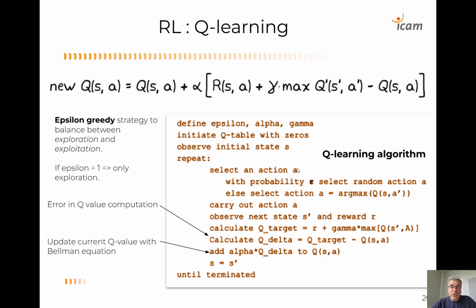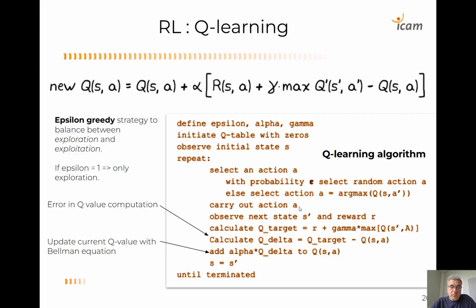So first we have to select an action A from state S. For this we will use the epsilon greedy strategy, and depending on the random value, compared with epsilon, with a probability of epsilon, we select a random action A. So this is exploration. But with a probability of 1 minus epsilon, we choose the best action, the action which has the highest Q value. So this is exploitation.